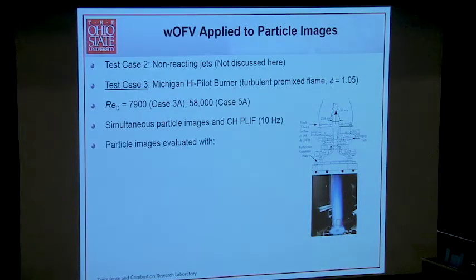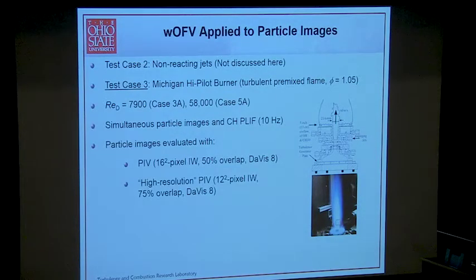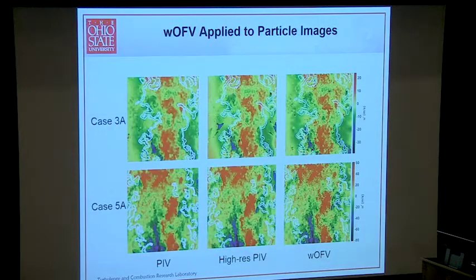So we evaluated the methods three different ways. The way that they did it: PIV, 16 pixel interrogation window, 50% overlap. What we call high resolution PIV, which is really high resolution. It's hard to do PIV down to 12 by 12 pixel correlation, 75% overlap. And then our optical flow velocimetry. So here are some of the results.